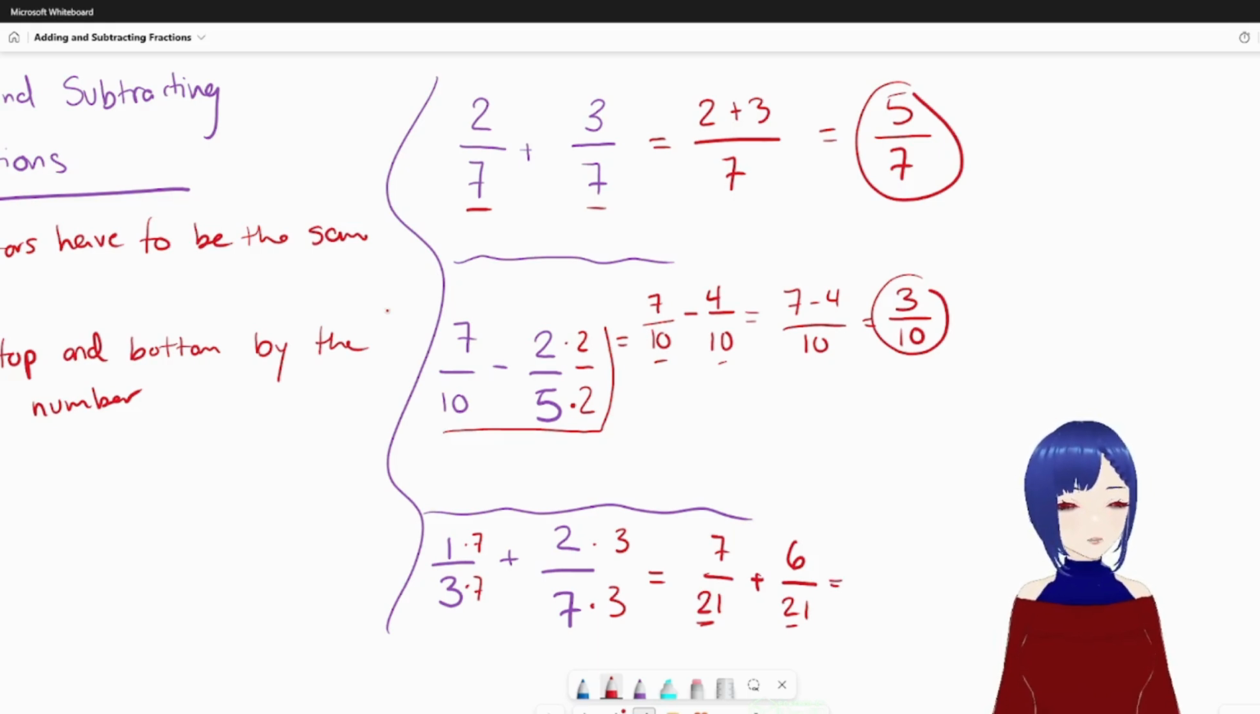And now we can add, and remember, you're just adding the top numbers. 7 plus 6 is not super hard to do. Granted, some of the other ones are a lot easier, but 7 plus 6 gives us 13. And then the bottom stays the same. So that's a different way of saying what I said before. We did 7 plus 6 out of 21, which gives us 13 out of 21.